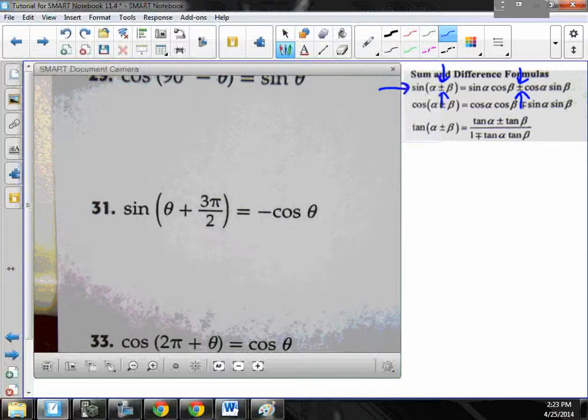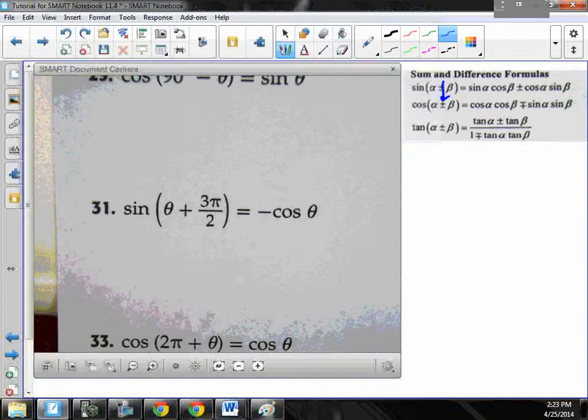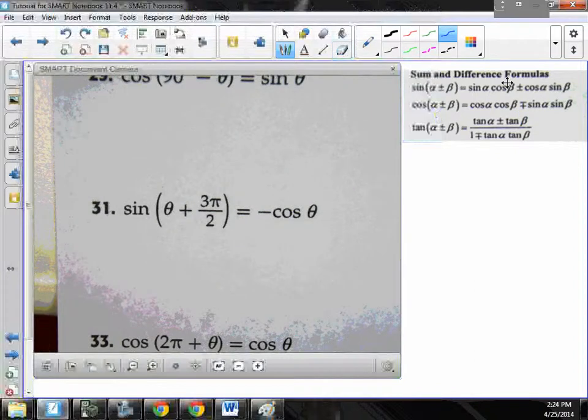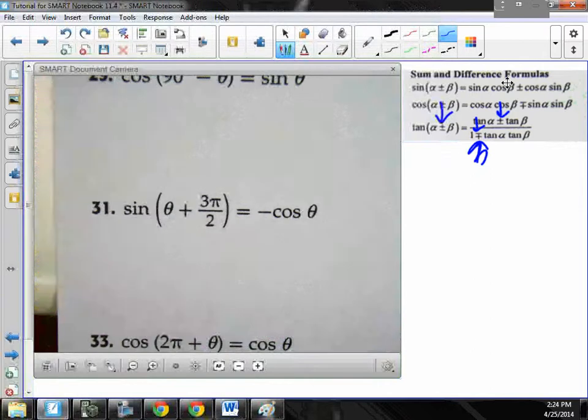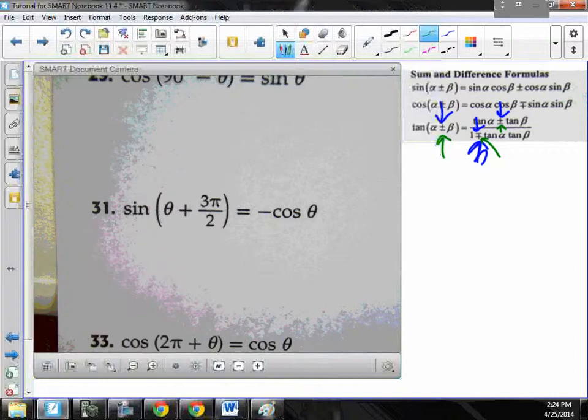But cosine works differently. If you look at the cosine equation, if you add the angles, then you subtract the answers. And if you subtract the angles, then you add the answers. And then tangent is different than both of those. There are actually two signs you have to worry about. If you add angles together, you add the answers on top and you subtract the answers on bottom. Then the opposite of that is if you subtract the angles, you subtract the top and you add the bottom. Does that make sense? Everybody understands that? Okay.